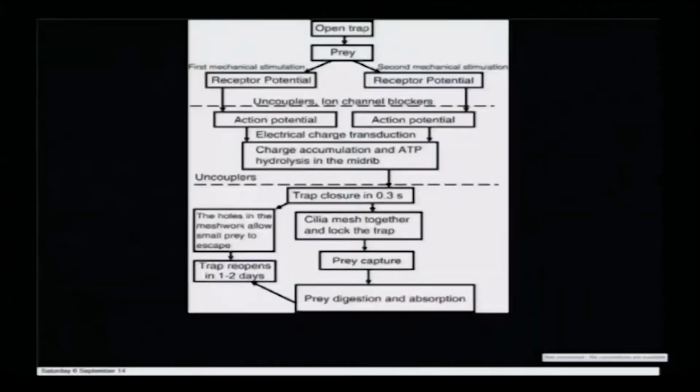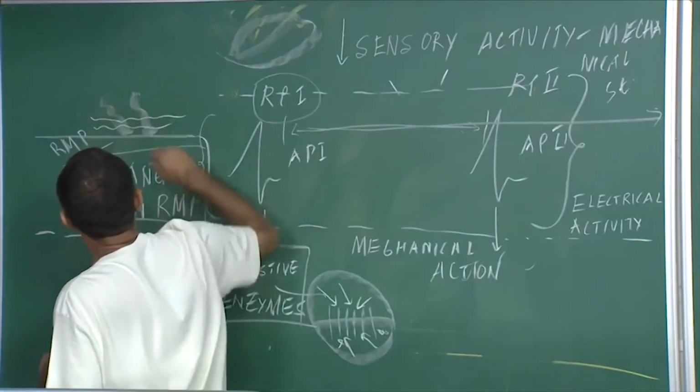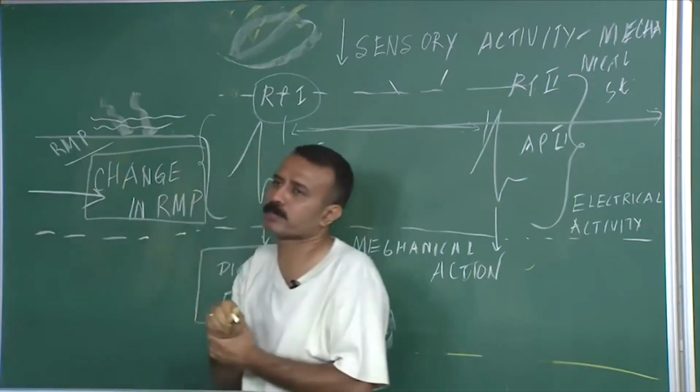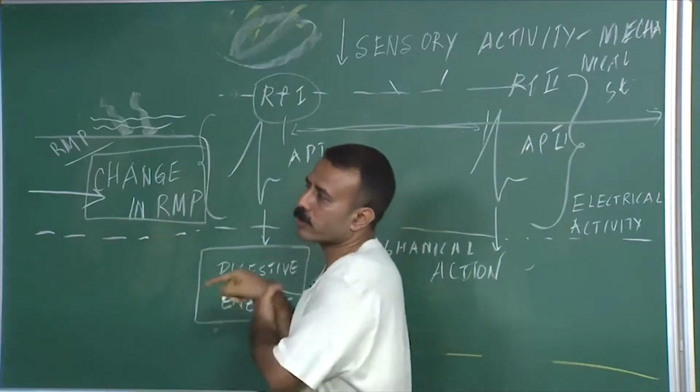Now, come back to this slide. If I go to the third line, open trap, prey, and the receptor potential. So, there is a mechanical stimulation leading to a receptor potential change. But think of it: without giving mechanical stimulation, if I change the potential electrically, will this whole process be executed?